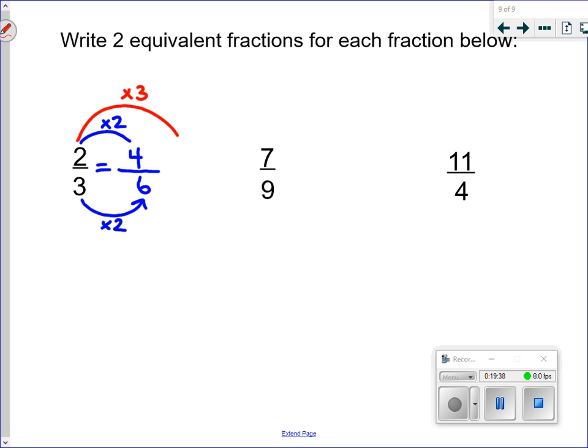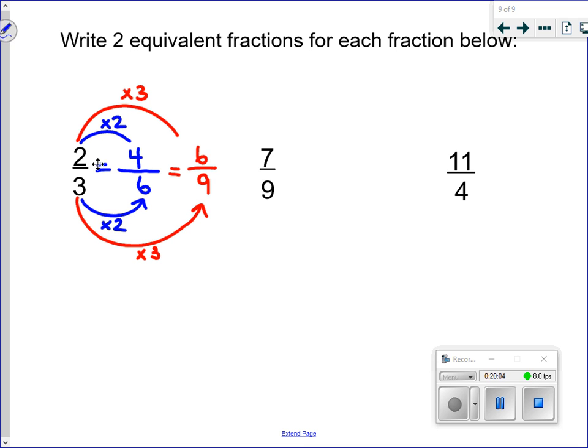3 on the top. Okay, so 2 times 3 is 6. So then I have to do the same thing on the bottom, times by 3. 3 times 3, 9 on the bottom. Okay, what that means is 4/6 is equivalent to 6/9, which is equivalent to 2/3. All 3 of those are equivalent. Okay, let's try the next one.